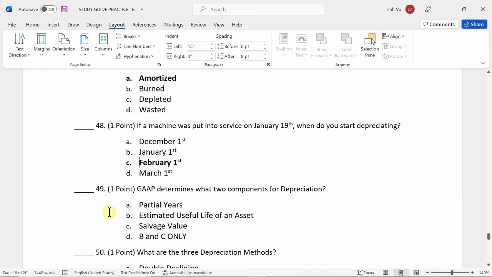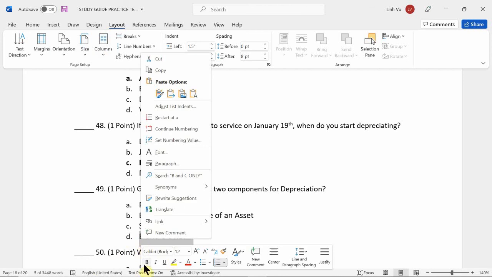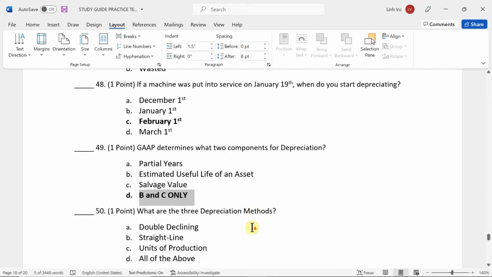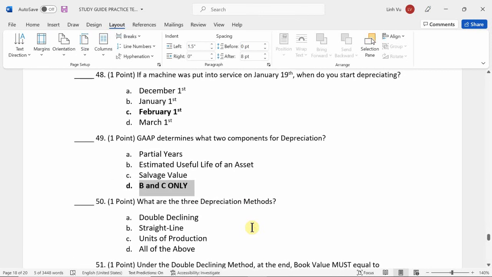Good. Question number 49. GAAP determines what two components for depreciation? I'm being specific, since there's only two. Correct, B and C only. It determines salvage value and the estimated useful life. The estimated useful life comes from a book that you can look up for your asset life. You can also find it on the manufacturing box, which tells you the lifespan as well. For salvage value, under IRS or GAAP it just depends, because they determine whether there's holding value or not. In this case, under IRS and GAAP, there's no holding value.